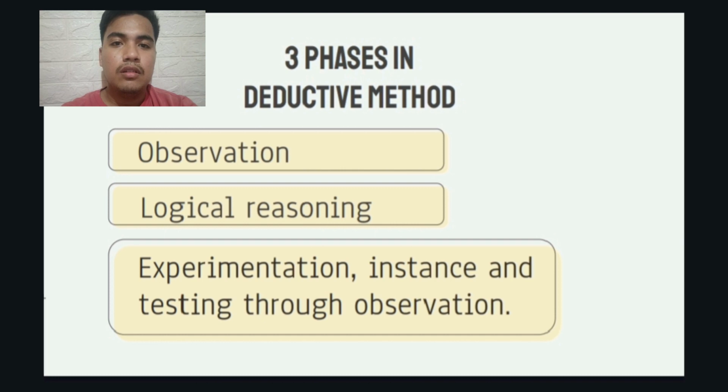Third, experimentation, testing through observation. This is like doing a hands-on test to see if your logical thinking is correct. You might try different things to see if they match up with what you observe and reason. It's all about testing your ideas to see if they hold true in real life.